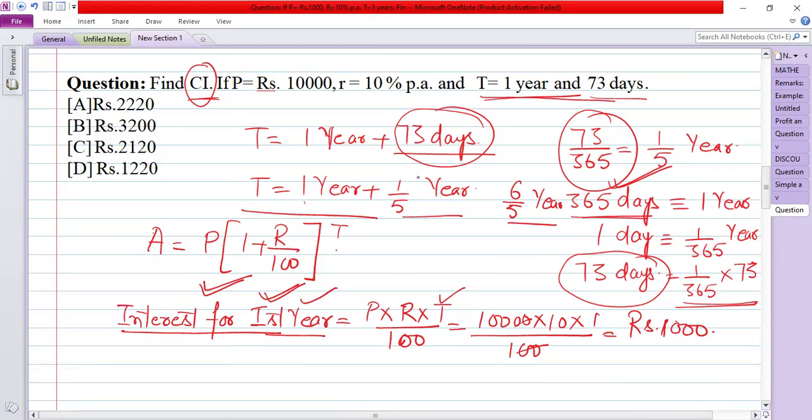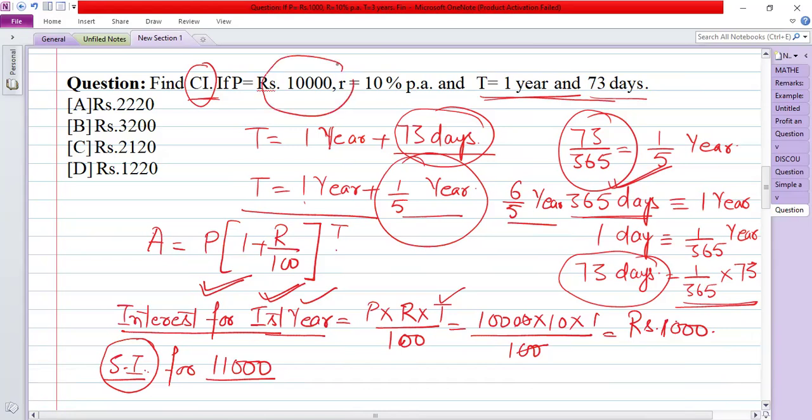Now for the remaining 1/5 year, how will we calculate? Actually, we will calculate simple interest, but for the amount 11,000 rupees. Why 11,000? Because the initial amount was 10,000 and after 1 year the interest was 1,000. Okay, means now our initial amount will be 11,000 rupees. And again now we will apply the same simple interest formula. But now our P will be 11,000.